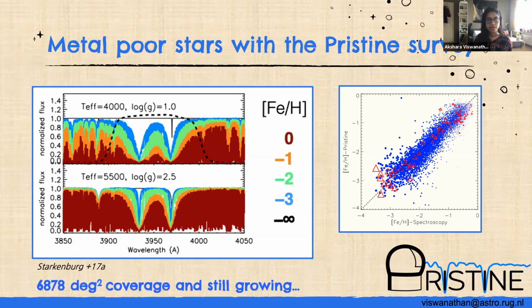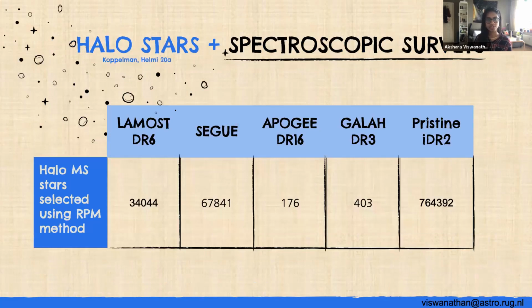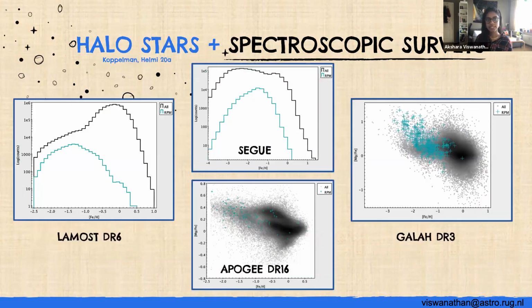So circling back to the RPM sample that I started with, I cross-matched the RPM halo stars with the existing spectroscopy surveys, and the cross-match numbers are listed here in the table. And then I cross-matched them with the Pristine photometric metallicities, and we have 700,000 stars, which is a huge cross-match. And these are the metallicities from the spectroscopy surveys. And one common thing that we see here is the hot thick disk contribution. I will come back to this in a while.